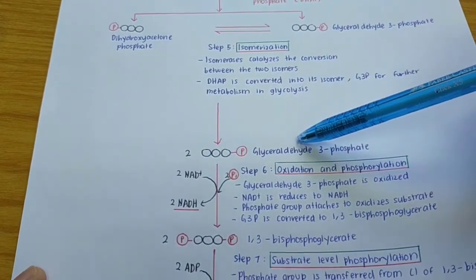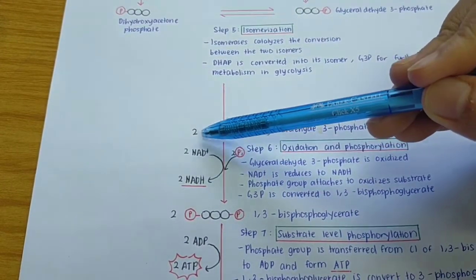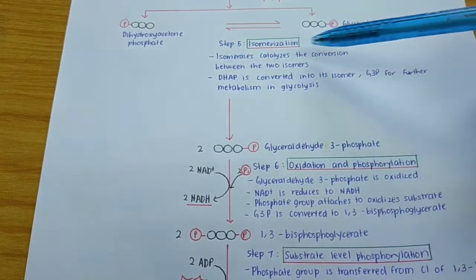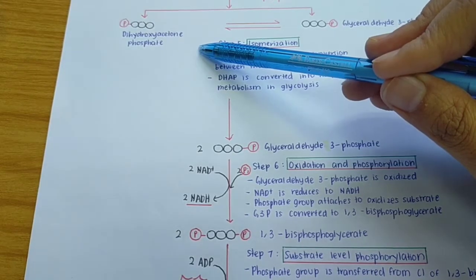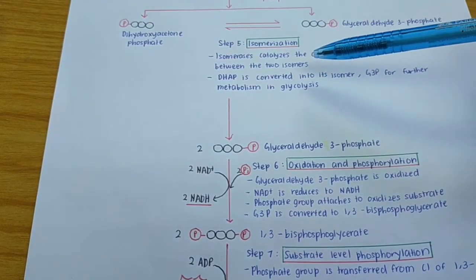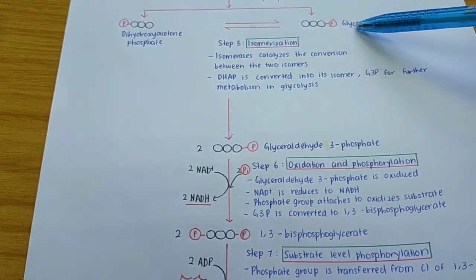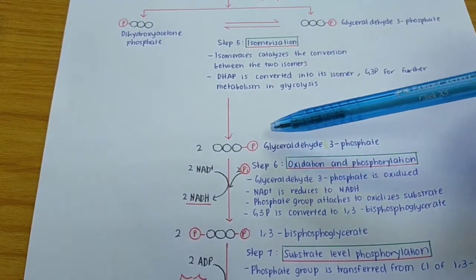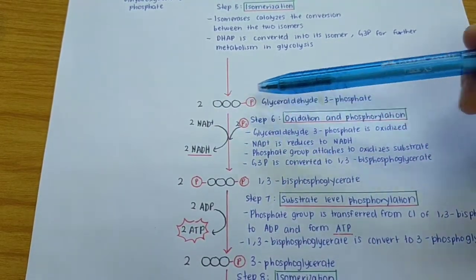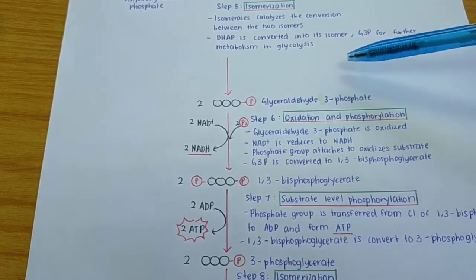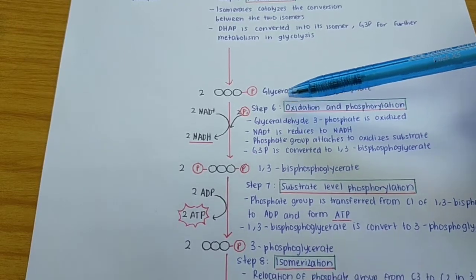Okay, so if you look here, starting from step 6, awak mesti kena letakkan 2 di depan. Kenapa 2 di depan? Sebab kita dah dapat satu lagi glyceraldehyde 3-phosphate that comes from dihydroxyacetone phosphate, which has already undergone isomerization. So bila dia berlaku isomerization, it will convert to become another glyceraldehyde 3-phosphate. So that's why starting from step 6 sampai habis, awak kena letakkan 2 di depan. So di sini menunjukkan bahawa kita ada 2 molecules of glyceraldehyde 3-phosphate. Okay, and now we proceed to step 6.